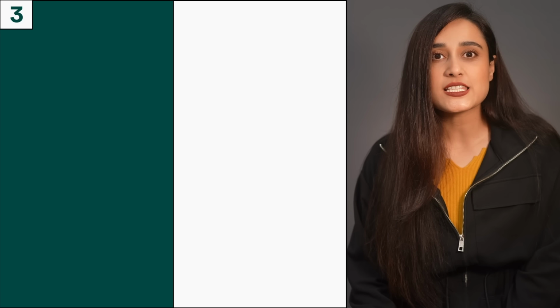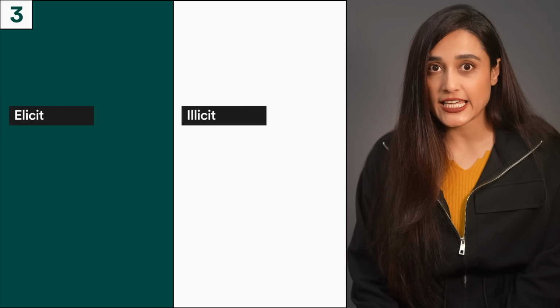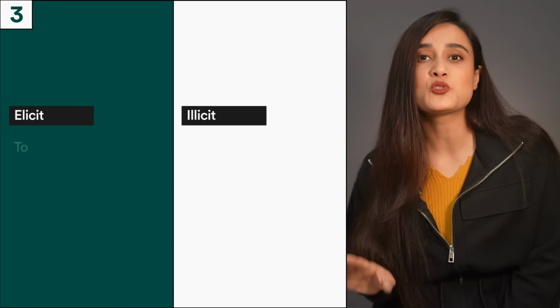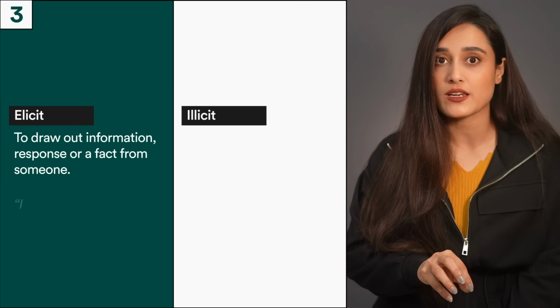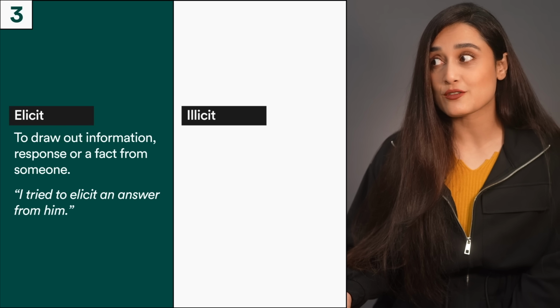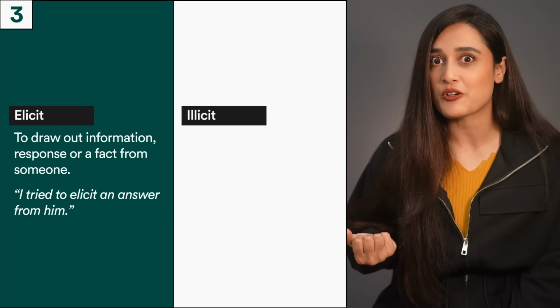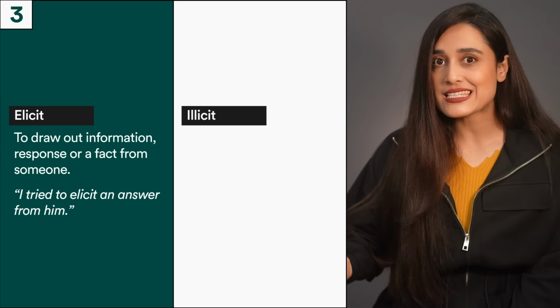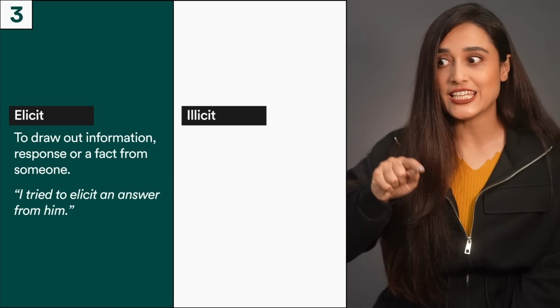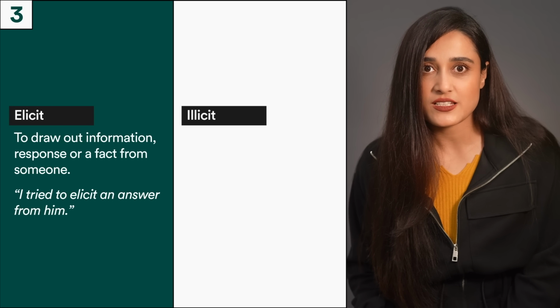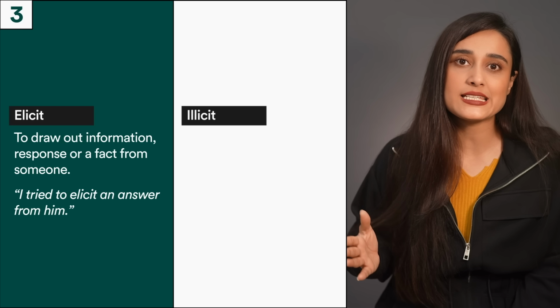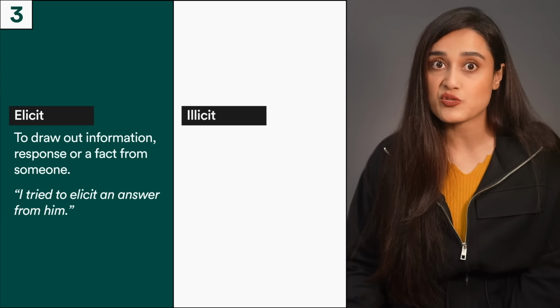Next one is elicit with an E. Now this one means to draw out information, response, or a fact from someone. I tried to elicit an answer from him. So I'm trying to get an answer out of him, okay? So you can think elicit as extracting, okay, to make it easy for you. Eliciting that information from that person. So to keep it simple, elicit is draw out or extract.